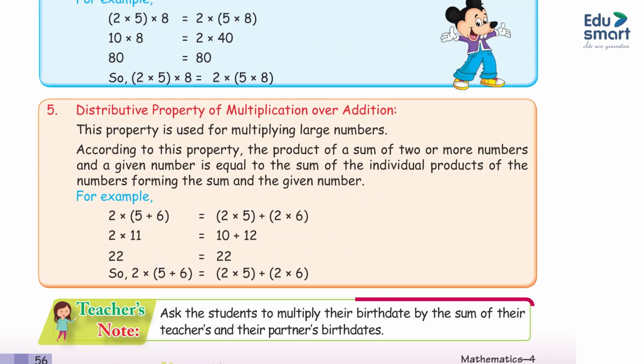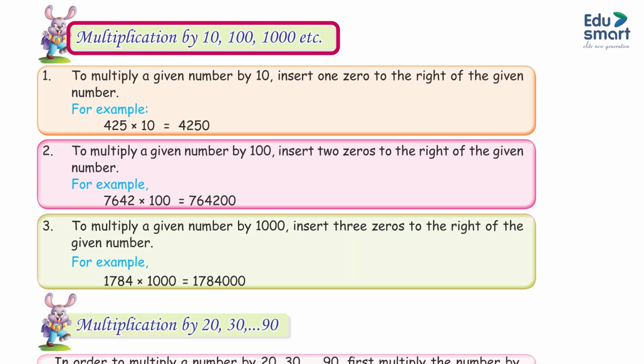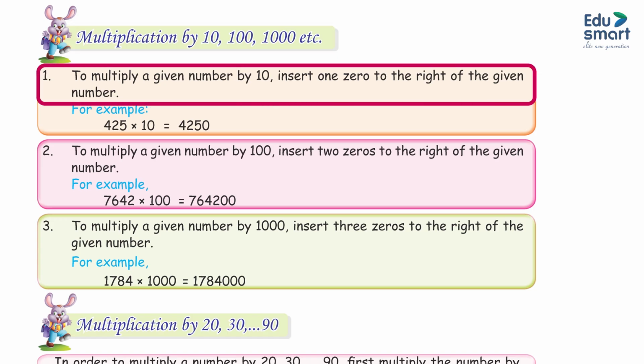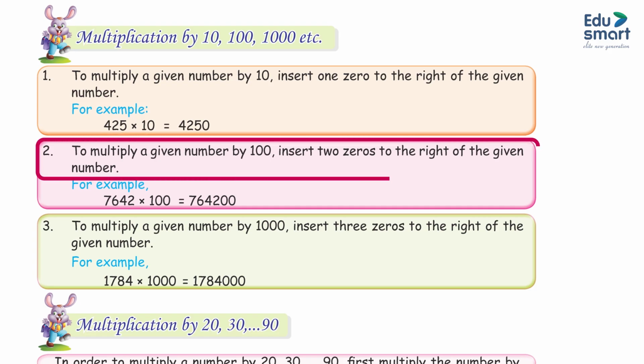Teacher's note. Ask the students to multiply their birth date by the sum of their teacher's and their partner's birth dates. Multiplication by 10, 100, 1000, etc. 1. To multiply a given number by 10, insert 1 zero to the right of the given number. For example, 425 into 10 is equal to 4250. 2. To multiply a given number by 100, insert 2 zeros to the right of the given number.